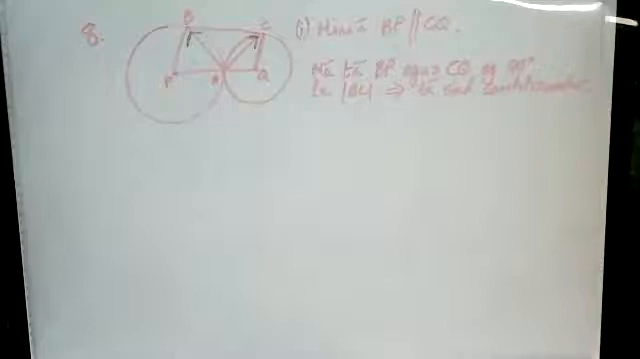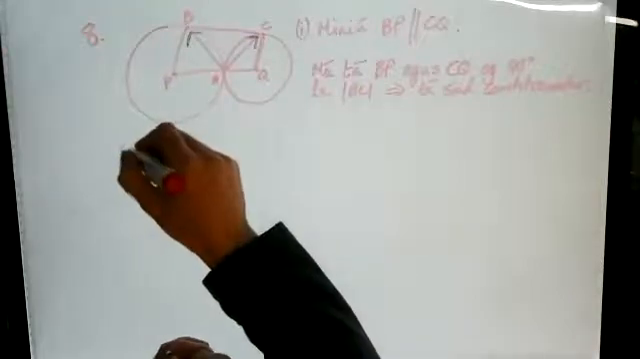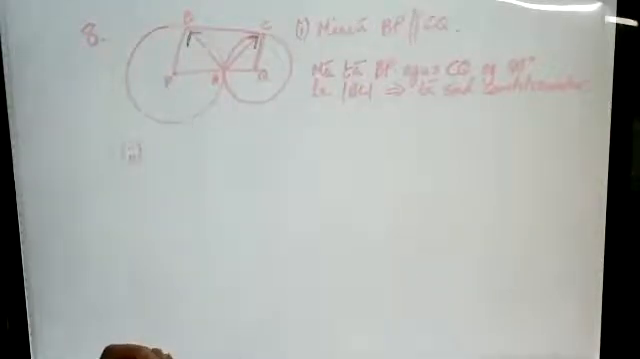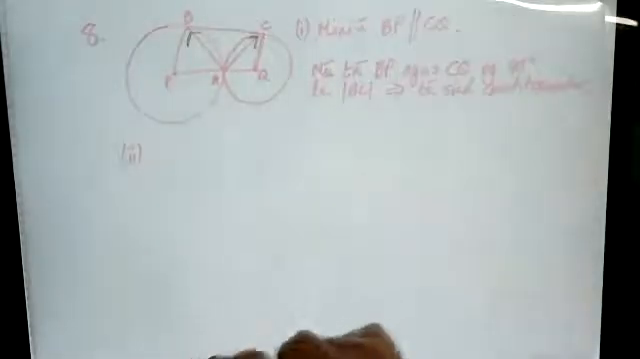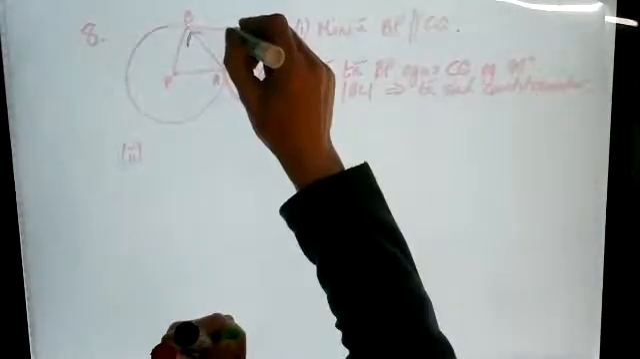Now for the next part: by drawing a line through A parallel to BP and CQ, or otherwise, prove that angle BAC is 90 degrees. So we draw a line through A, parallel to BP and CQ.